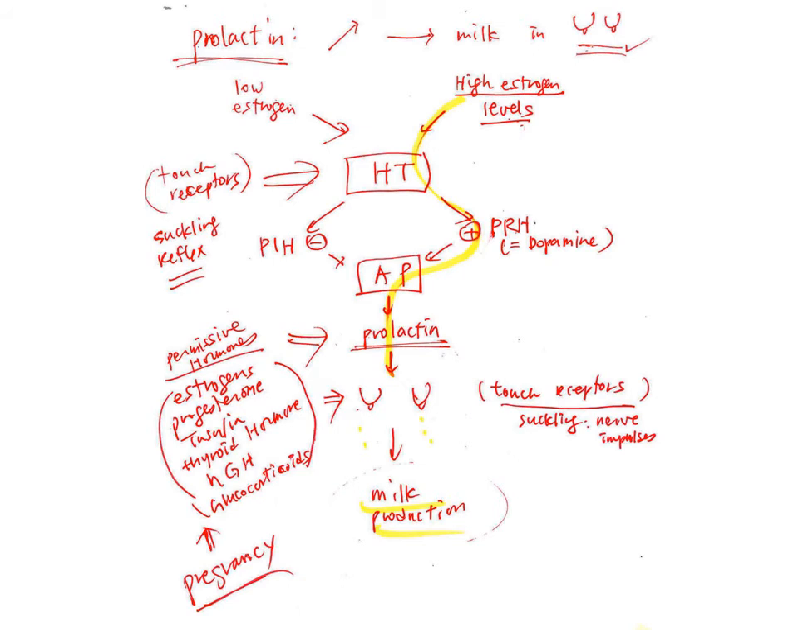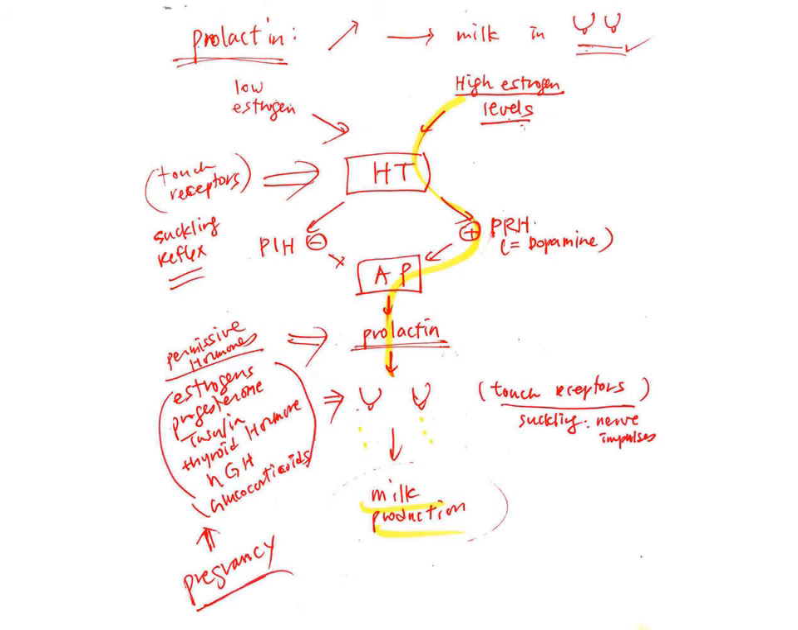However, in order to do that, permissive hormones have to be there. First of all, estrogen, progesterone, insulin, thyroid hormone, growth hormone, and glucocorticoid levels have to be up during pregnancy to make this cycle go full out.